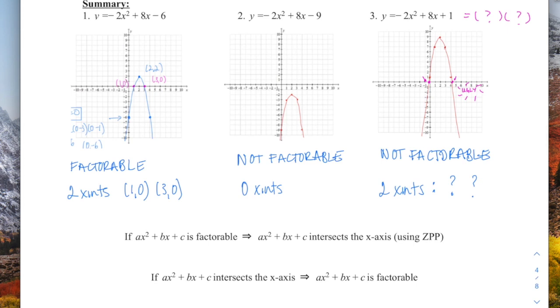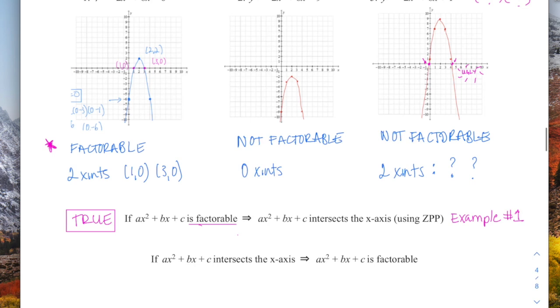So what we can say with certainty is that this here is true. We know that if my function, if my quadratic is factorable, then I know that my quadratic intersects the x-axis. This is like example number 1. So if something is factorable, it definitely has x-intercepts.